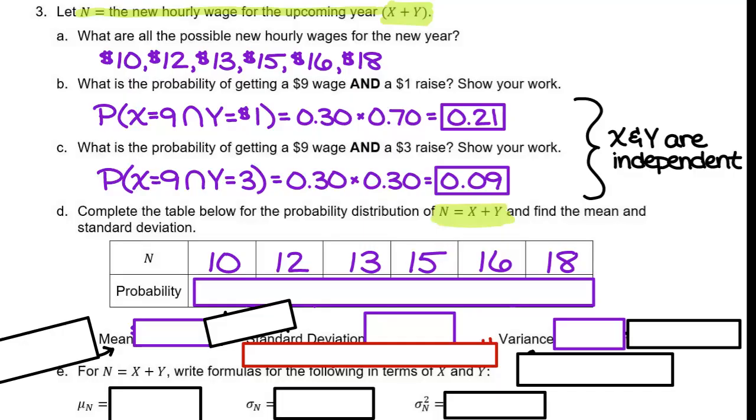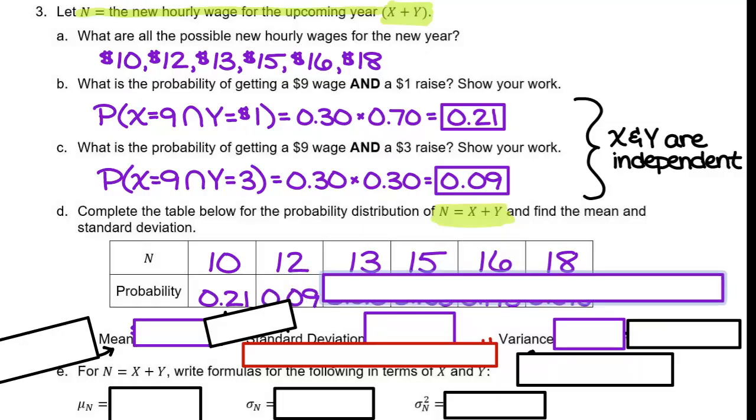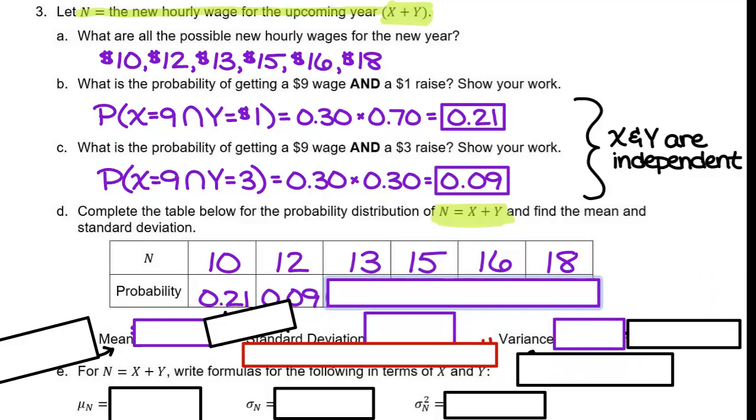We've got these first two probabilities, right? What goes here? 0.21. What goes here? 0.09 from right here. All right. Go ahead and calculate to fill in the remainder of the table, exactly like what we did on parts B and C. Think of what you had to do to get $13 an hour. Again, $10 an hour was 9 and 1. $12 an hour was 9 and 3. Fill out the rest of the table with the probabilities.